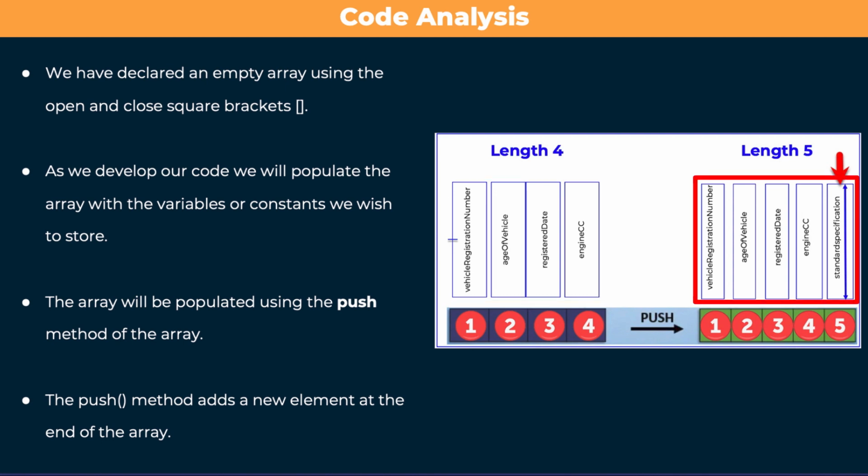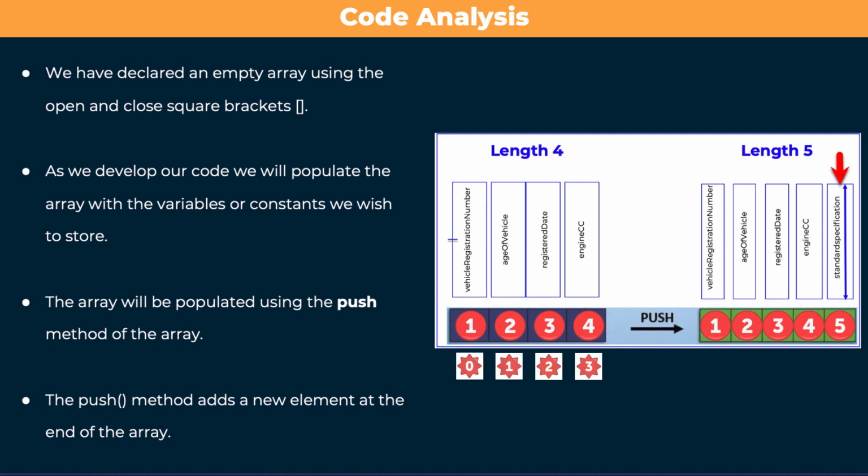And the important thing about an array is that it is 0 indexed. So where we have a 1 here is actually called 0 in the array, and then 1, 2, and 3. And then the new array is 0, 1, 2, 3, and 4. So it's a 0 indexed array in JavaScript.